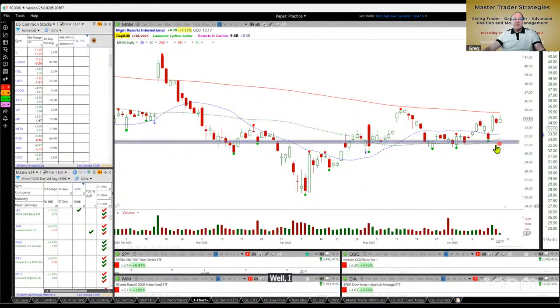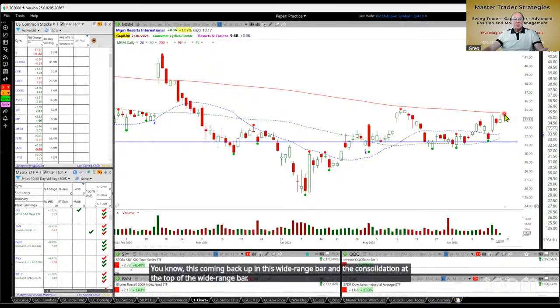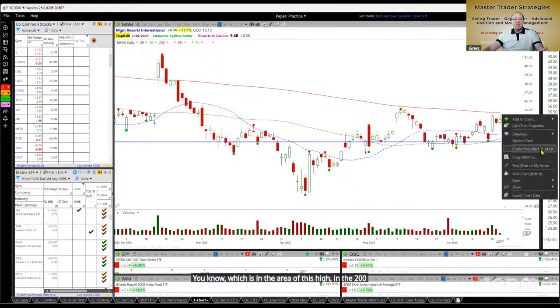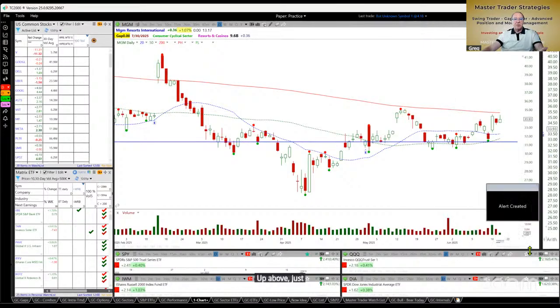While I wouldn't call this any kind of a head and shoulders, this coming back up in this wide range bar and the consolidation at the top of the wide range bar, which is in the area of this high in the 200, I just set an alert just above the 200, and see if it triggers.